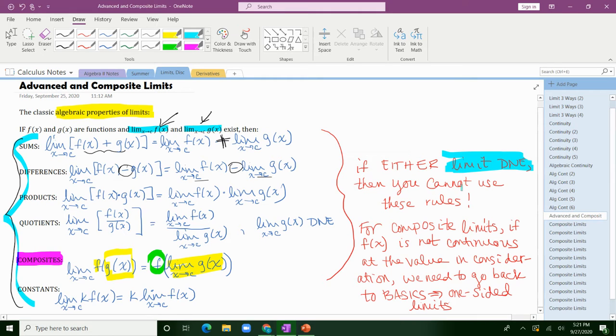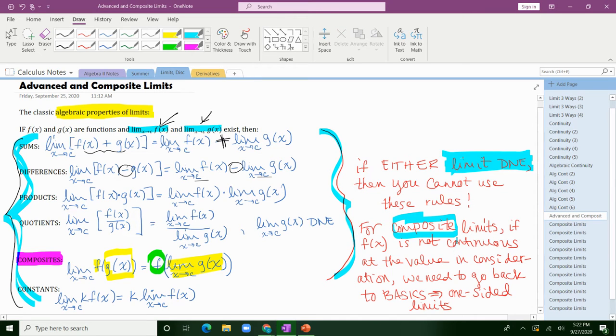Now, AP has started asking this more frequently because they realize that students were just blindly applying these rules here, and they don't want students blindly applying rules. They're always trying to get you thinking. They're always coming up with new problems. So what we're going to talk about mainly today is, let's say you try and use one of these rules, but one of the limits doesn't exist. Then what?